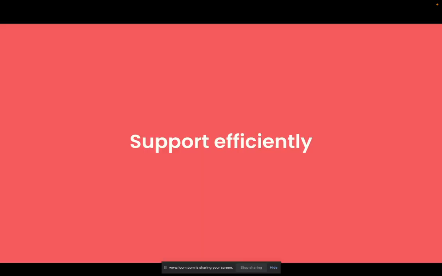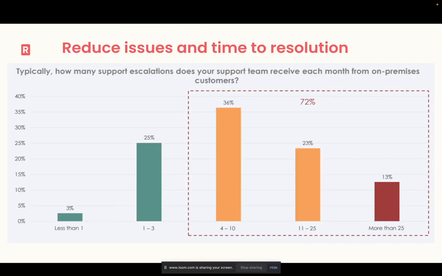So moving on to the fourth area, I just want to talk about support. The deal doesn't end when you've just installed to your customer. You need to be able to support them efficiently. And this comes out again in our research, where we found that 72% of vendors will have 4 or more support escalations per month from on-premises installs. And these are often more complex, difficult to handle.